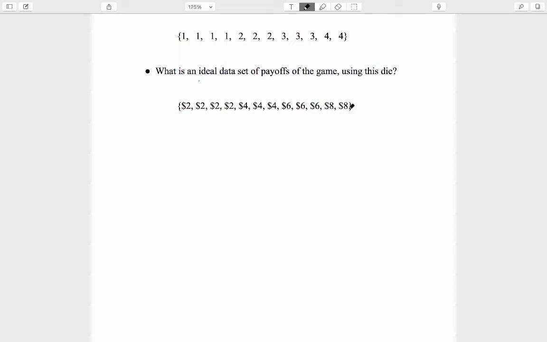If it helps, you can imagine that we've taken the die and physically relabeled it so that instead of displaying the number 1, it displays $2, instead of displaying the number 2, it displays $4, etc. But even without physically relabeling the die, it makes sense that an ideal data set of numbers that can appear on the die should correspond in this one-to-one way with an ideal data set of the dollar payoffs.